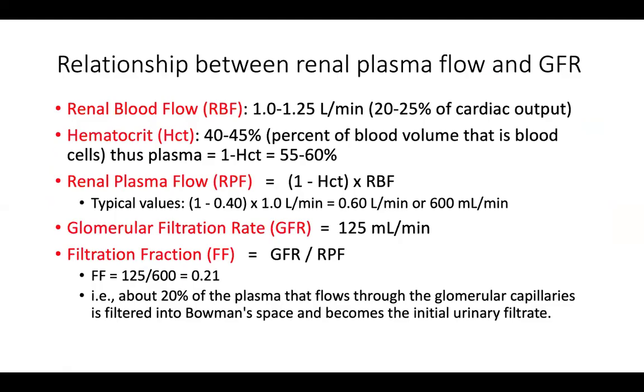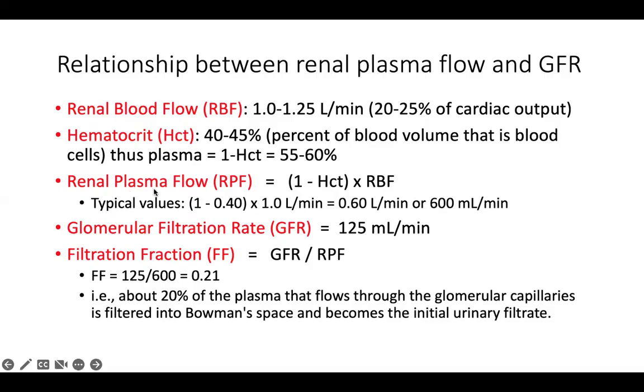Hematocrit is how much of your blood volume is blood cells, right? Because you're circulating blood, that's the blood cells, and then that's the plasma water. So hematocrit is typically 40 to 45%. So your plasma component of your blood is going to be 1 minus hematocrit, so 1 minus your blood cells. So plasma is 55 to 60% of your blood flow, or when you're doing calculations, this is 0.55 to 0.6.